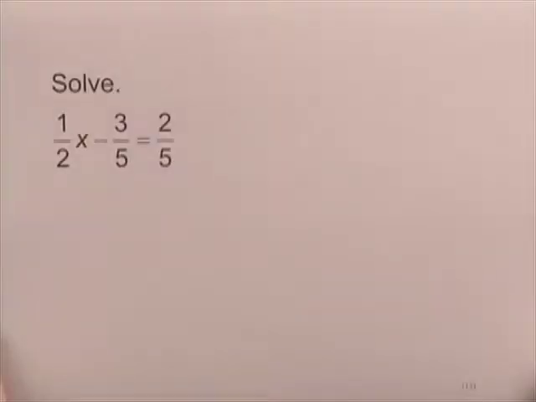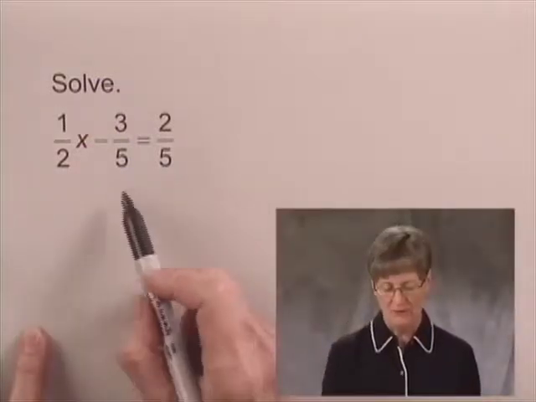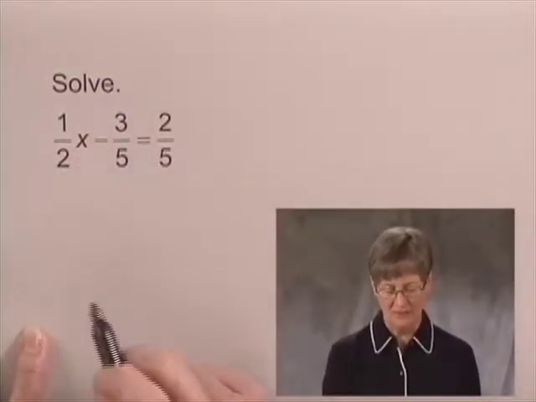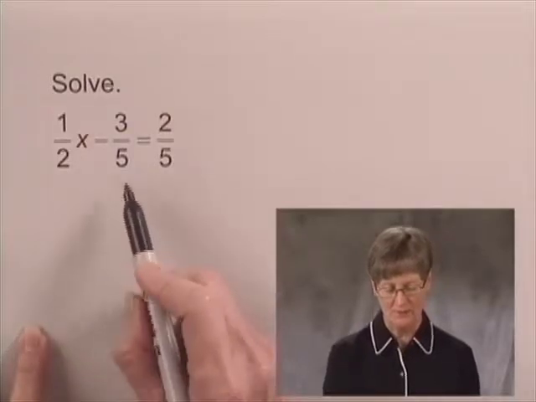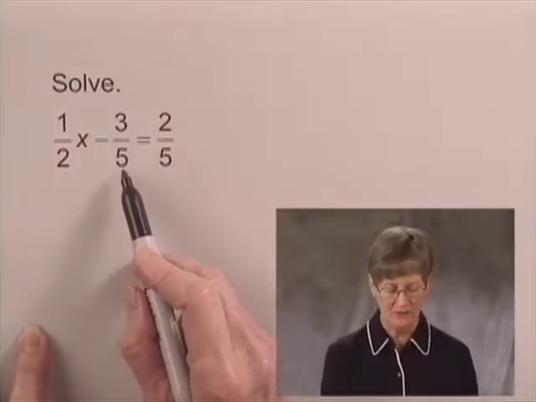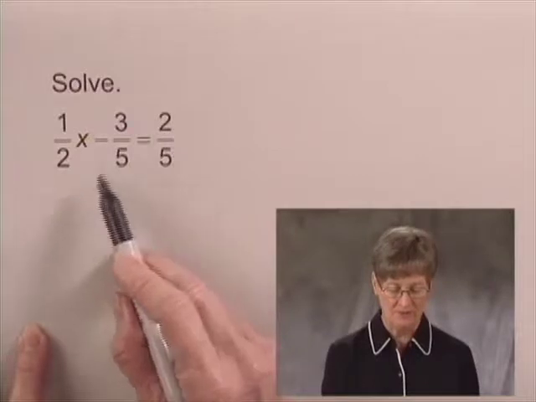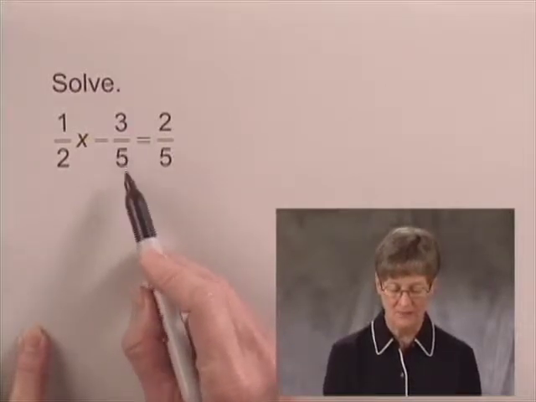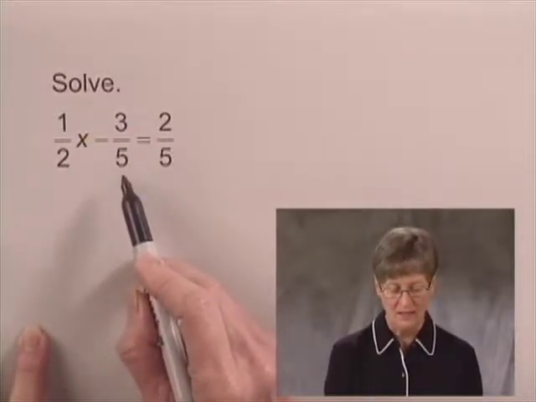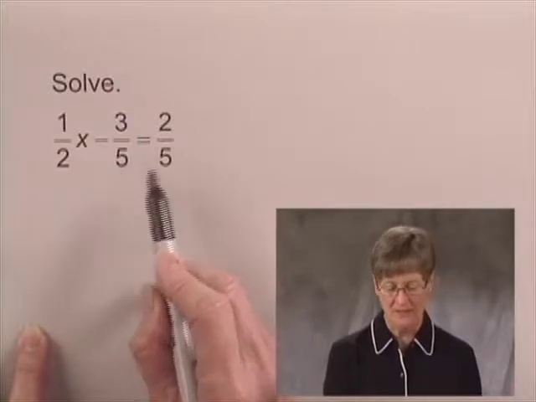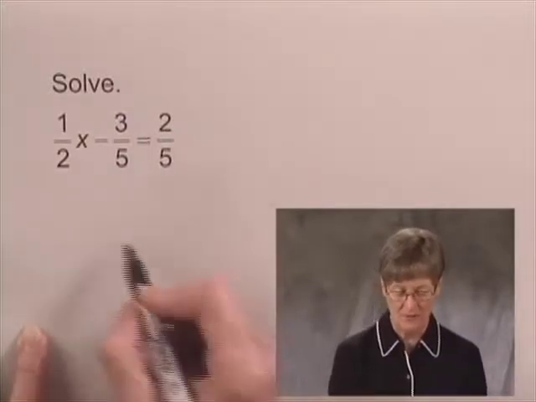We'll solve the equation 1/2 x minus 3/5 is equal to 2/5. I would like to first get the x term alone on the left-hand side of the equation, and since 3/5 is being subtracted from that term, if I add 3/5, I will eliminate the negative 3/5 on the left-hand side. If I add 3/5 on the left-hand side, I also need to add 3/5 on the right-hand side.